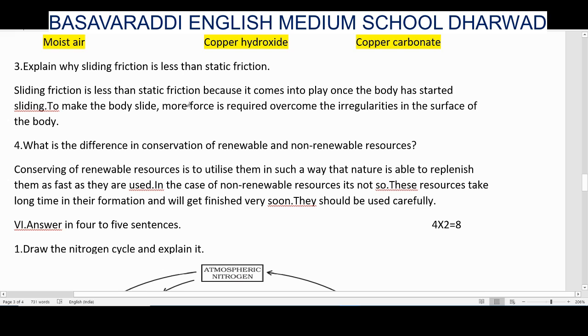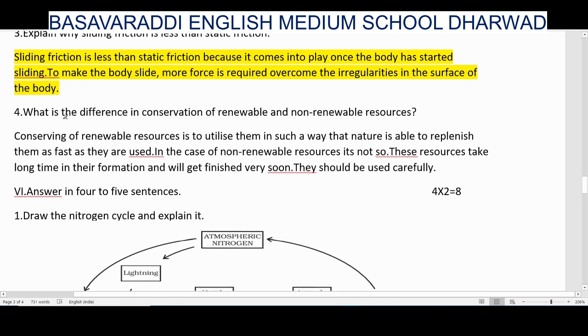To make the body slide, more force is required. If that particular body or object is in a rest position, to make it slide from the rest position it requires more force. Why does it require more force? As it is in rest position, there will be a lot of irregularities in the surface of the body. So when you apply the force, more is required. When more force is required, there is a lot of friction there. Therefore sliding friction is less when compared to static friction.